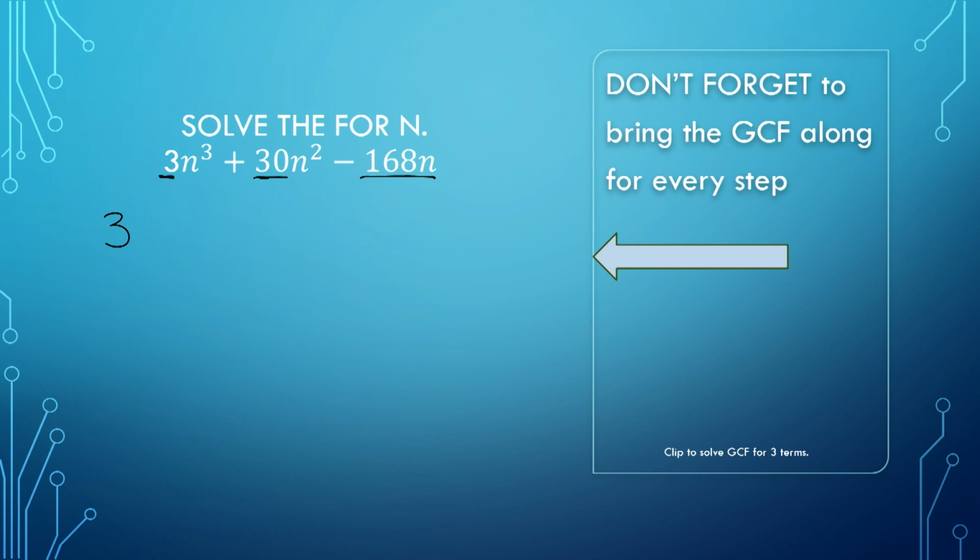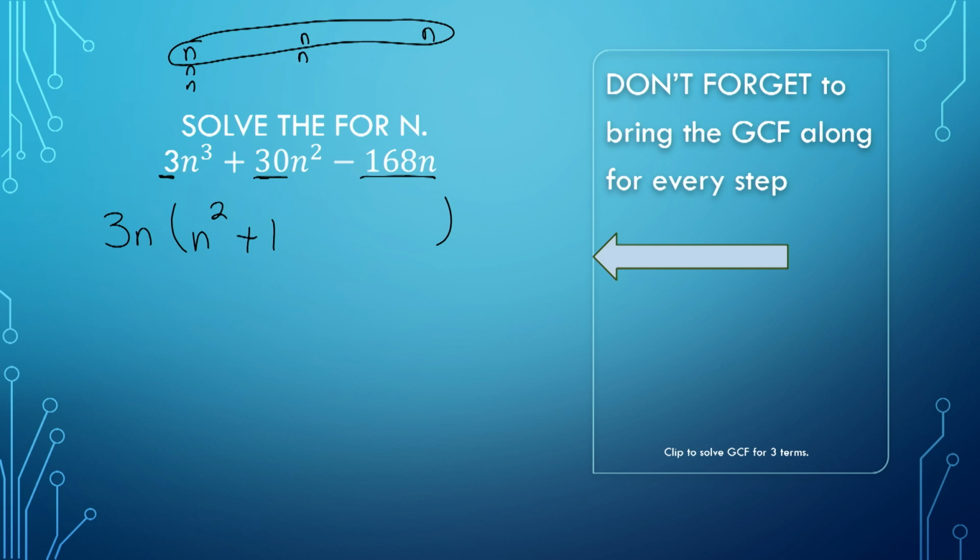Now I've got to look at those variables. I have 3 n's being multiplied together, I have 2 n's being multiplied together, and then I have 1 n. What do all 3 of those terms have in common? Like I've told you, circle what they all have in common. So I can bring out an n, and then I'm going to write what is left: n squared plus, 3 divides into 30 with 10, and then 3 goes into 168, 56.